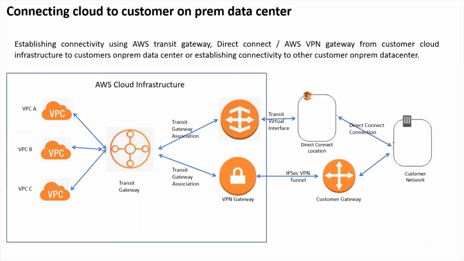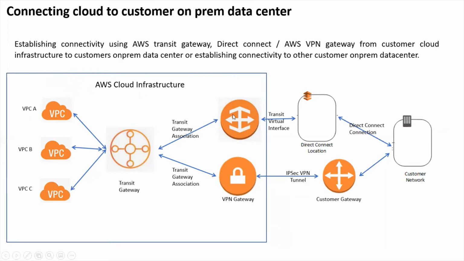Another use case is connecting the cloud customer to an on-premise data center. When a customer gets on board, he thinks about establishing connectivity towards the on-premise network. So in this we have a VPC on the AWS cloud infrastructure, and again we will use the transit gateway, and the transit gateway connects towards Direct Connect or through a VPN gateway. These are two different ways of connecting to the customer network.